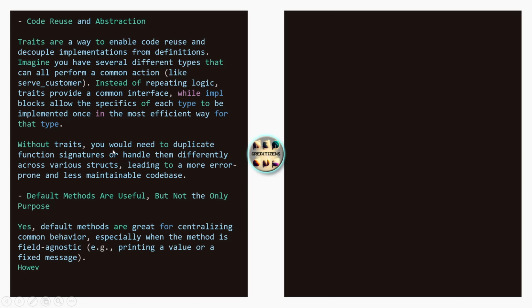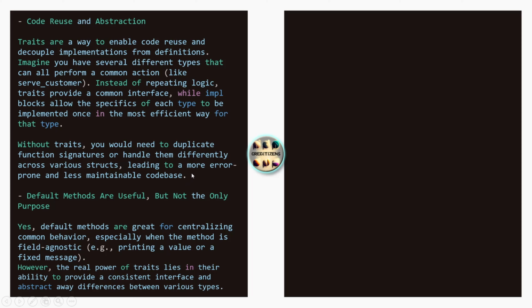So without traits, you would need to duplicate function signatures and handle them differently across various structs, leading to a more error-prone and less maintainable code base. So we have our little code bases using 1 or 2 files, but just think of a huge code base having 100,000 lines of code. At this time you need to have those traits implemented. For a small code base, you can play with structs and implementations separately, not use traits. But when the code base starts to be big, you want your code to be scalable. So even if you write not many lines of code, it's good to have this logic and understand that your code can grow in an easier way if you implement traits.